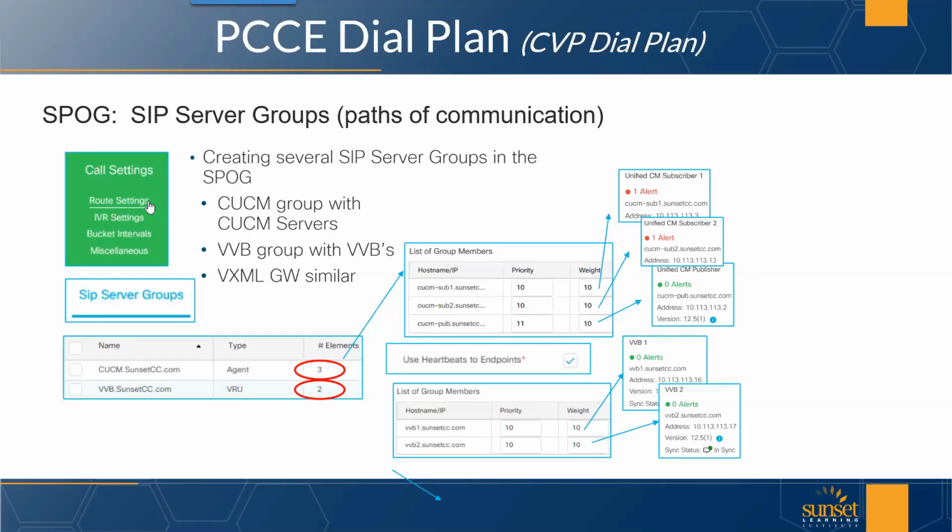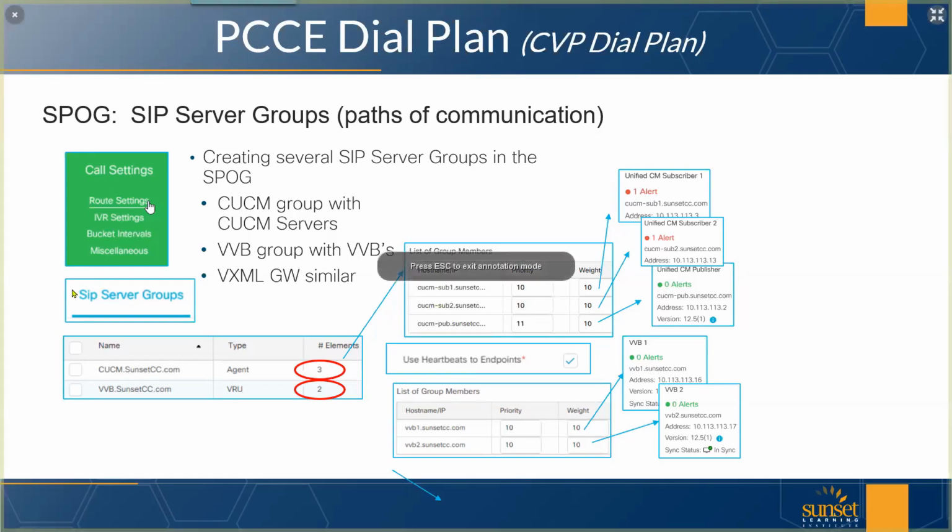So in the SPOG, under route settings, as shown here, there are two objects that need to be configured for this CVP dial plan. One is a route pattern, the other a SIP server group. Now, don't get too hung up on the mechanics of this. This is just the way SIP works. We first have to have a server group, and that server group then is going to define the devices in that group.